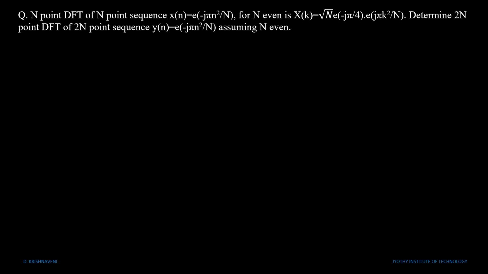So X of k is N-point DFT, so summation n is equal to 0 to N minus 1, x of n W N to the power of nk. X of k is N-point DFT of x of n. Now you have been asked to find out 2N-point DFT of y of n, but you can see y of n and x of n are same. So 2N-point DFT, let us take it as X of k. It is equal to summation n is equal to 0 to 2N minus 1, we'll take y of n W 2N to the power of nk.